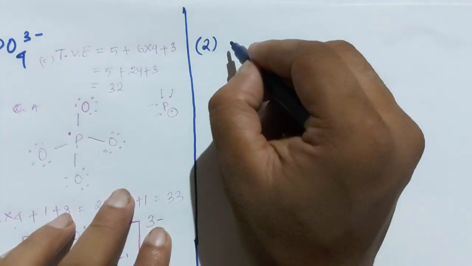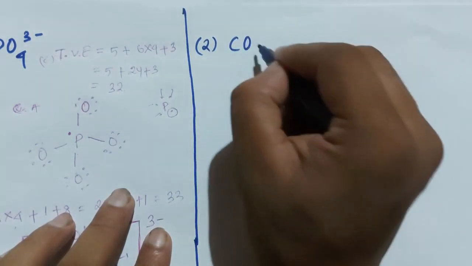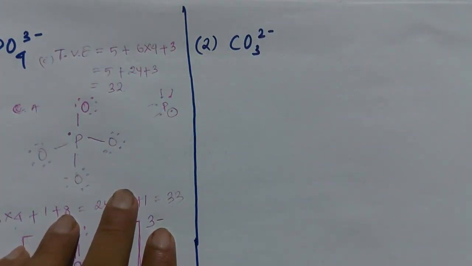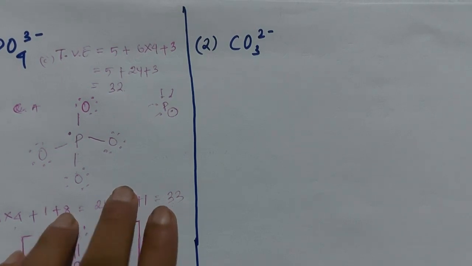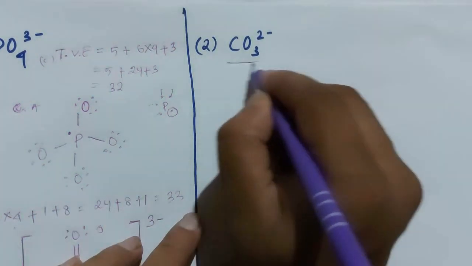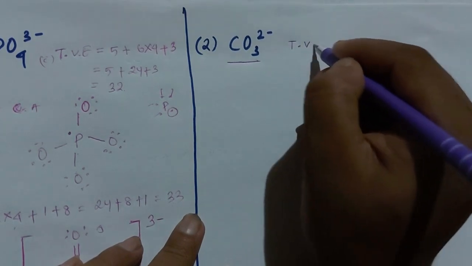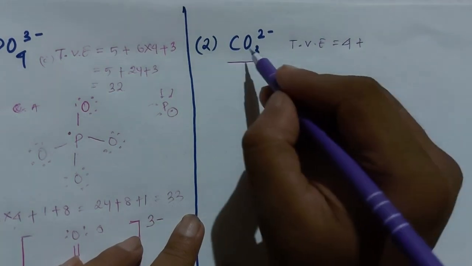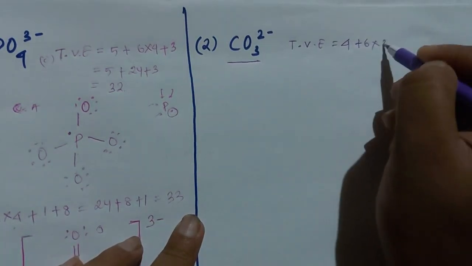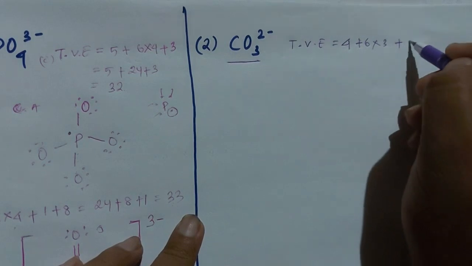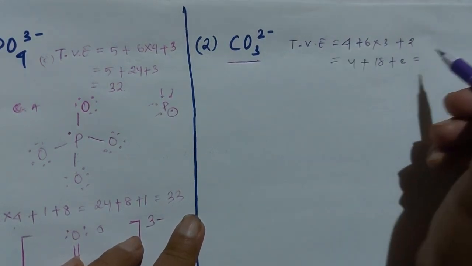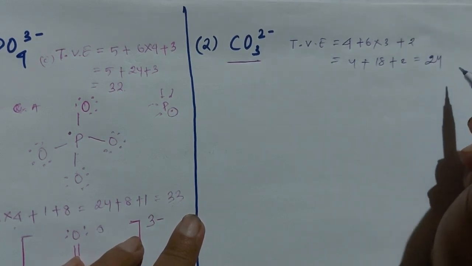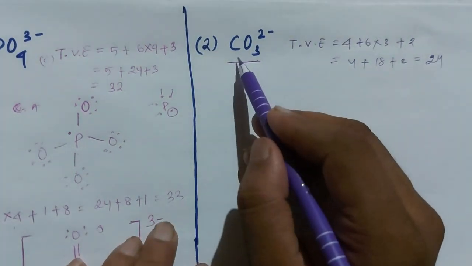Now we will go for CO3 2 minus, that is the carbonate anion. For the carbonate anion, we have to follow all these rules. The first step is to calculate the total valence electrons. Carbon has 4 valence electrons plus oxygen has 6, so 6 into 3, plus 2 extra electrons, that is equal to 24 valence electrons.